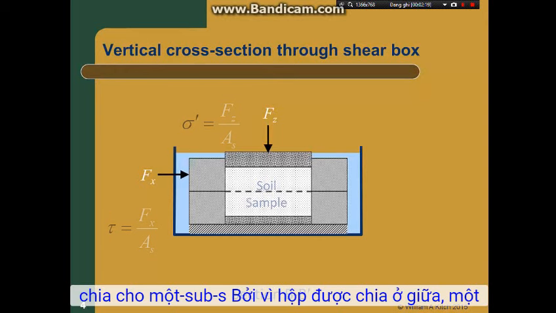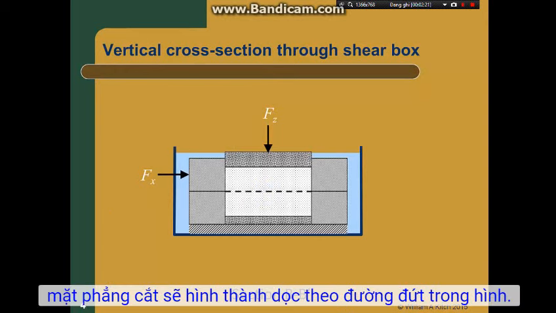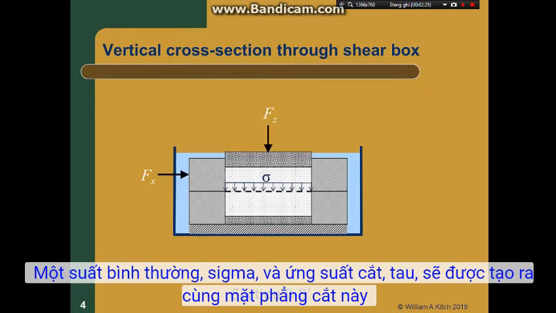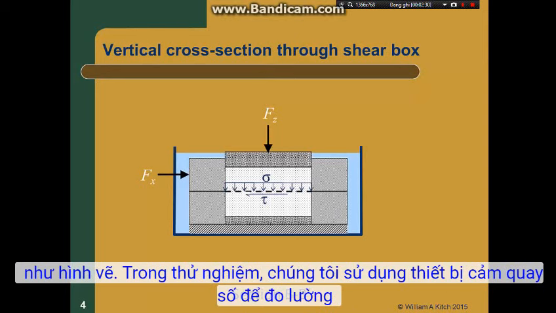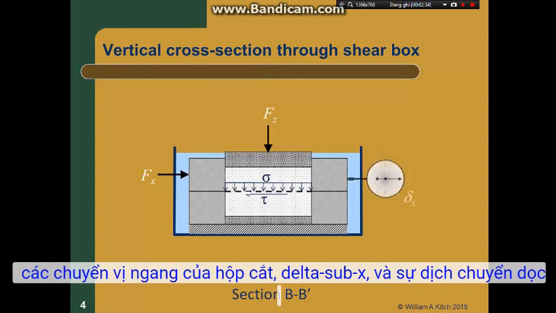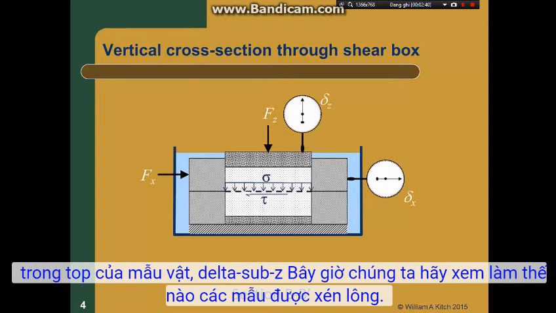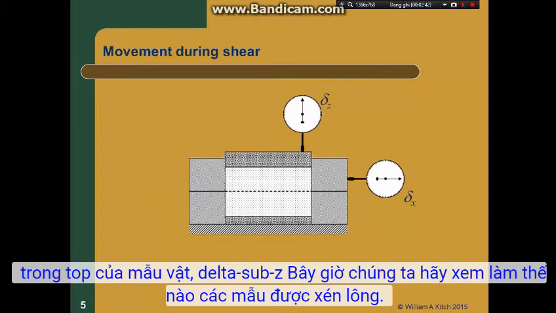Because the box is split in the middle, a shear plane will form along the dashed line shown in the figure. A normal stress sigma and a shear stress tau will be generated along the shear plane as shown. During the test, we use dial gauges to measure the horizontal displacement of the shear box, delta sub x, and the vertical displacement of the top of the specimen, delta sub z. Now let's see how the specimen is sheared.